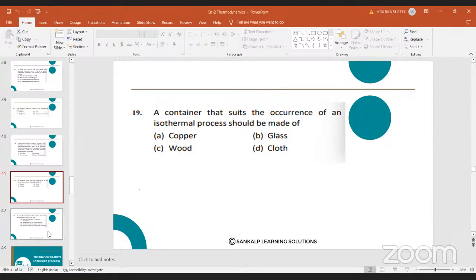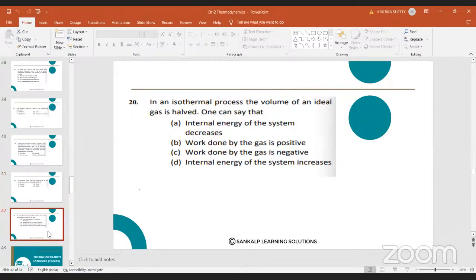in an isothermal process, the volume of an ideal gas is halved. One can say that. So here you are reducing the volume to half its value. So what happens here? Internal energy of the system decreases. Work done by the gas is positive. Work done by the gas is negative. Internal energy of the system increases. Yes. So in an isothermal process, the volume of an ideal gas is halved. One can say that.